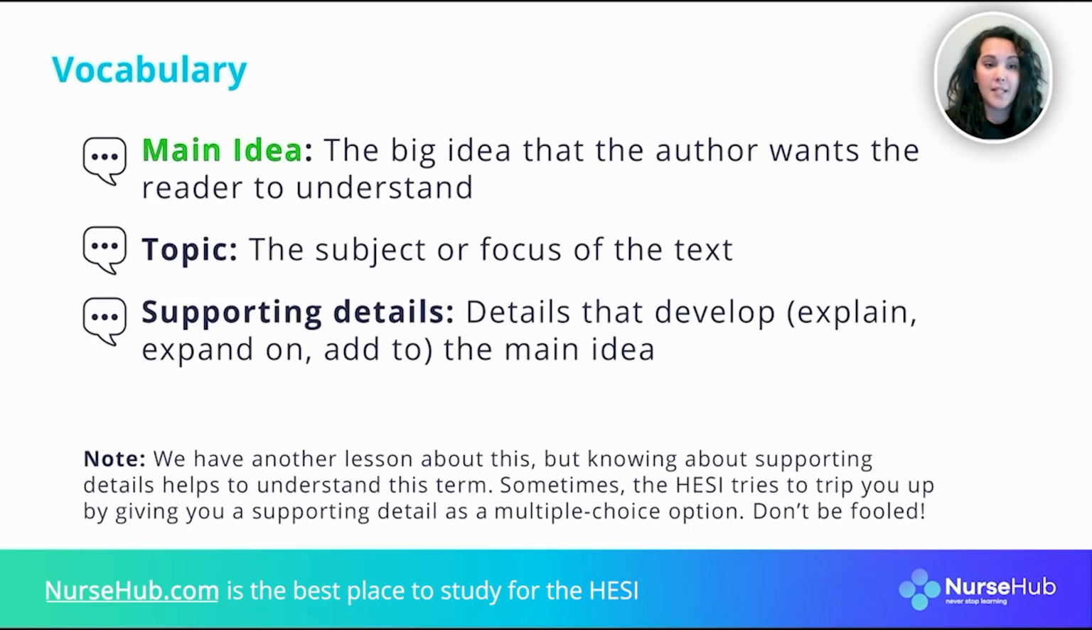So the first term is main idea. It's just the big idea that the author wants the reader to understand. Second, we have the topic. The topic is just the subject or the focus of the text, so what it's about.